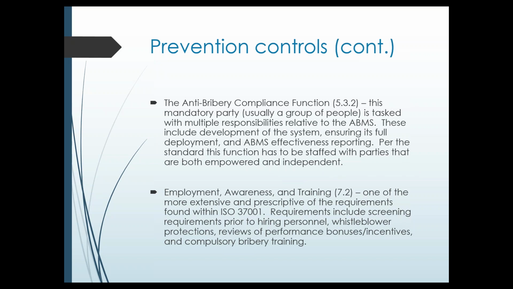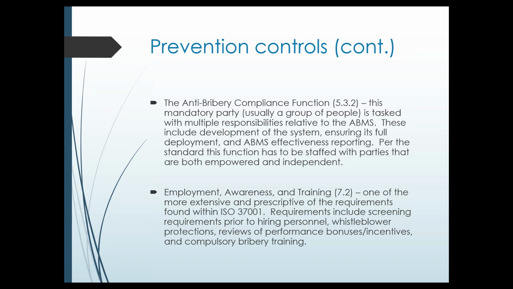The anti-bribery compliance function is discussed in section 5.3.2. Now, this is typically going to be a team of people, and they are going to be tasked with multiple responsibilities relative to the ABMS. So this is going to include developing the system itself, making sure it's deployed, and making sure that the effectiveness of the system is reported. Now, this function has to be staffed with parties that are independent and also empowered. They have to be in a position to do something about a bribery incident when it's discovered. So it has to include at least some members of upper management that are empowered to respond appropriately.